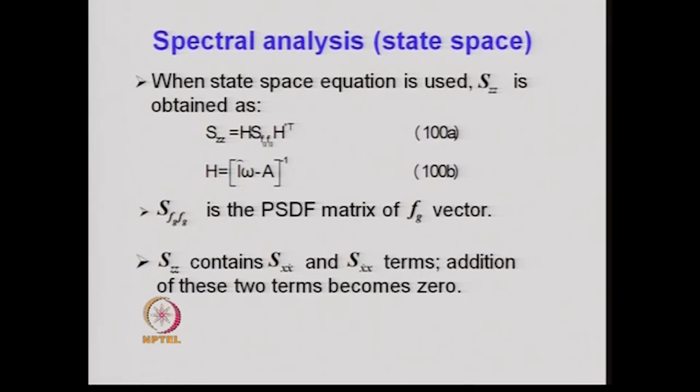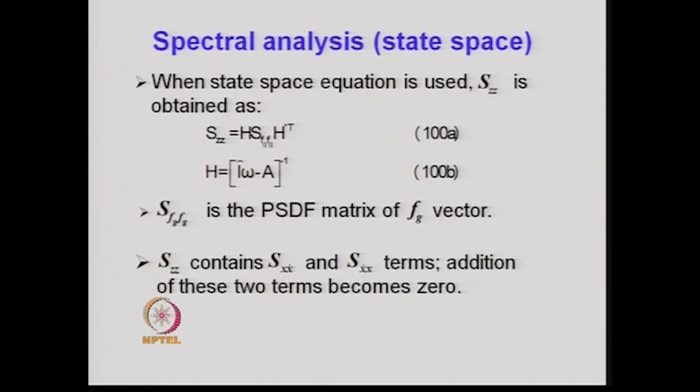Now, what we have to obtain is the SFG matrix. Once we are able to find the SFG matrix, that is the power spectral density function matrix of vector fg, we can plug in that matrix over here, and H omega can be computed from this equation, because the A matrix is explicitly known, and by inverting this matrix we can get the FRF, or the frequency response function matrix H.